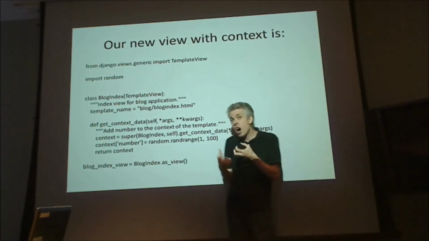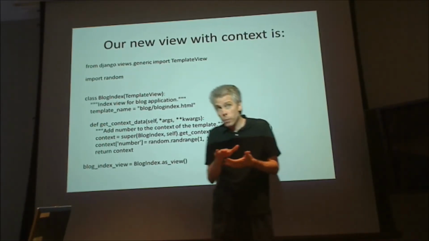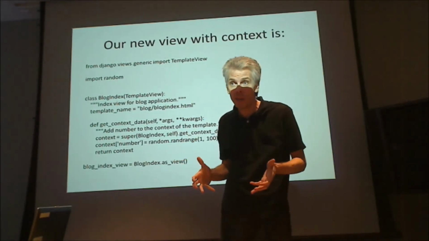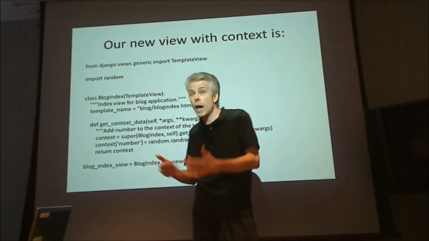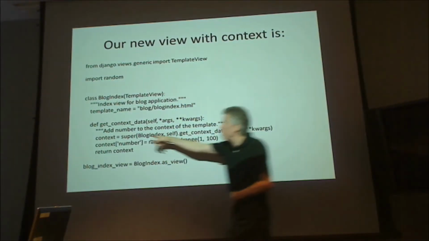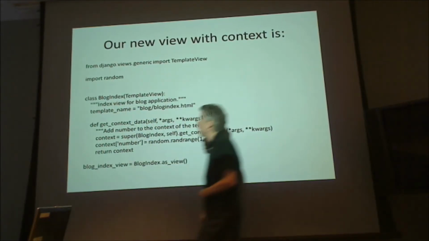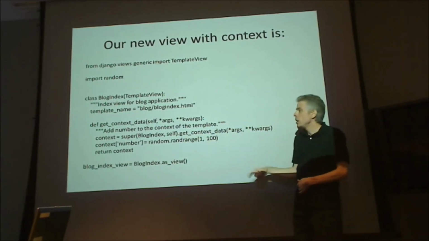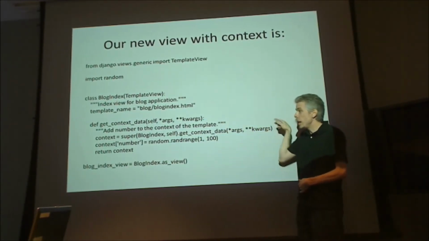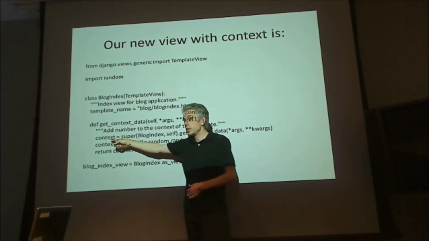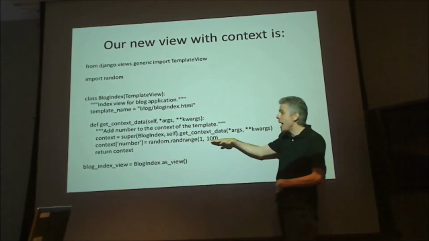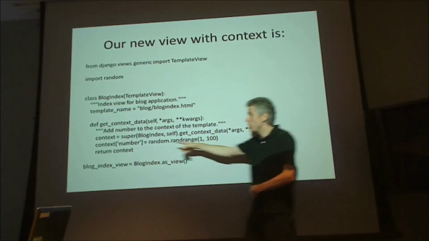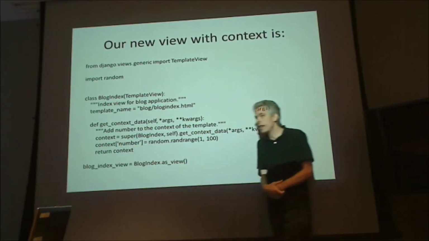The way I get access to that context is I super the method that Django is using to construct the context, and I add an item to that context. Okay, so I'm supering blog index, and I'm supering the function get context data. Now, if I call this, it's going to give me that context. Now, I want to add to that context. Context is simply a dictionary. So I'm going to create a new key called number inside that context.